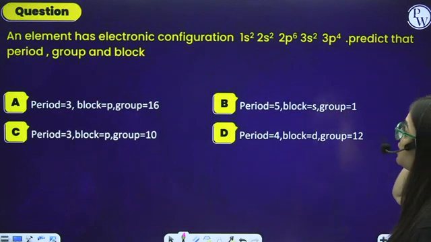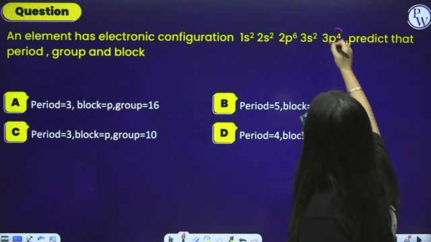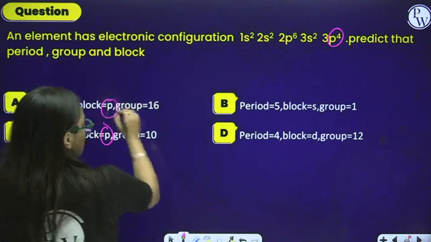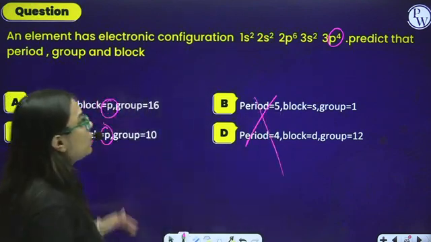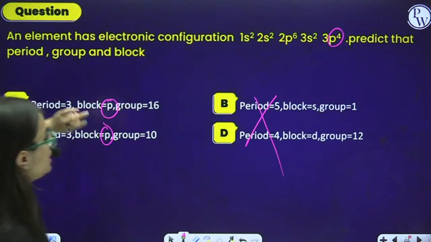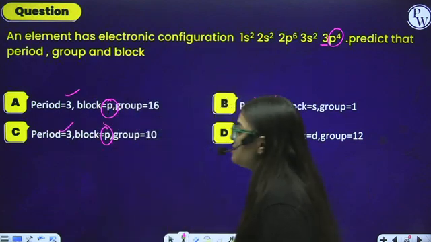An element has this electronic configuration. Predict the period, group and the block. See now, last electron enters into P. So the block is P block. These two are wrong. Now, next part is predict the group and the period. See, n value is 3. Period is third. Now, let us see the group.